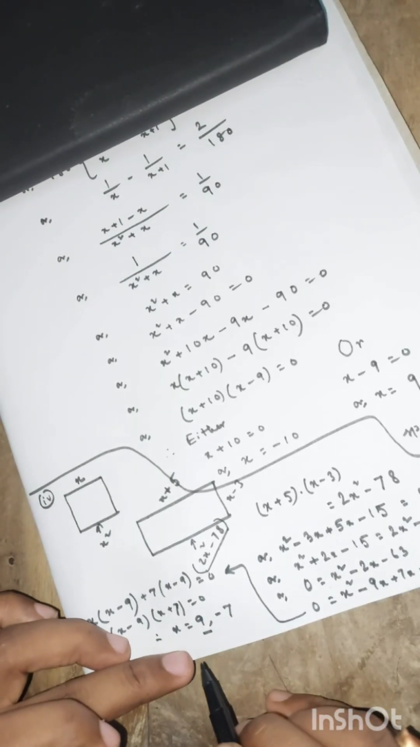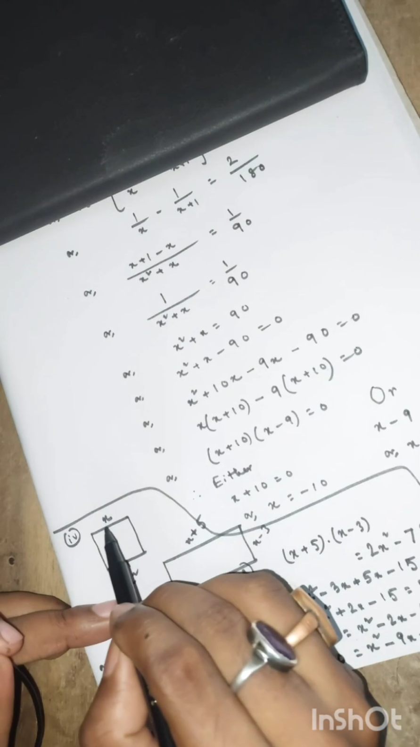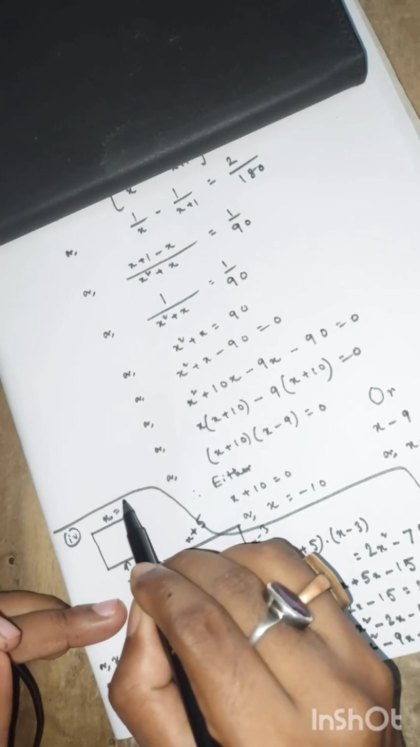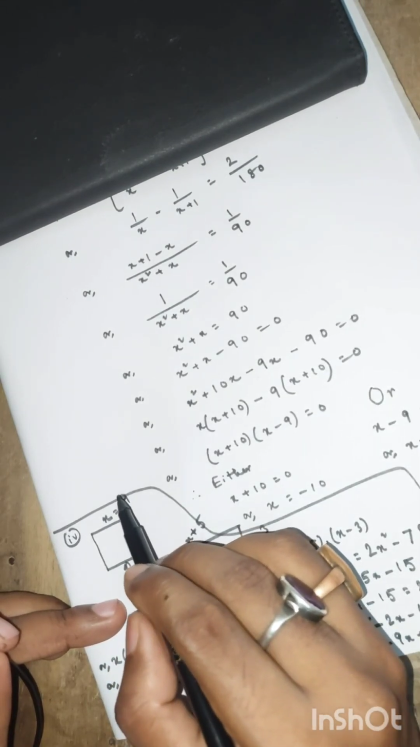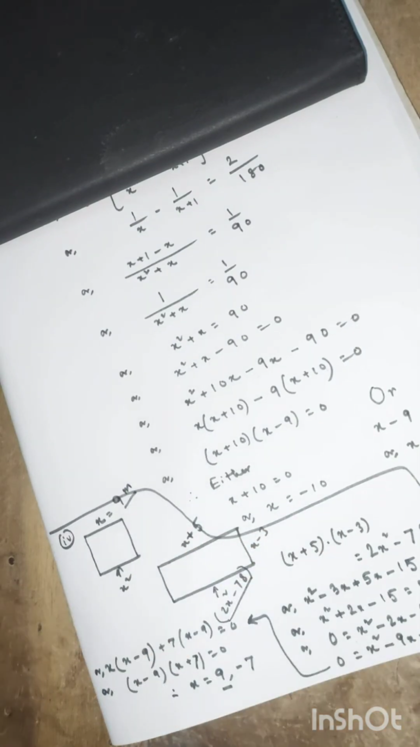Okay, so the length of the side of the square shaped arc should be 9 meter. This is our answer. Now let us proceed to our next question.